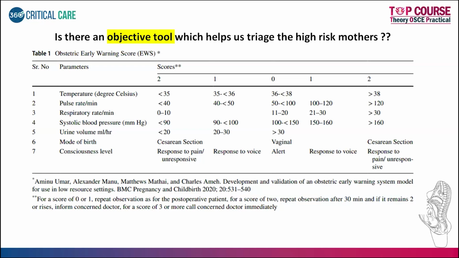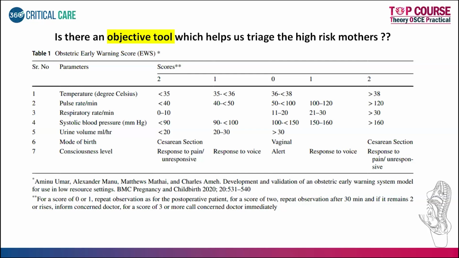Most of the other parameters are similar to what we use in MEWS, that is your temperature, heart rate, respiratory rate, SBP, and consciousness level. Urine output is also there in MEWS. The only additional part here is the mode of delivery. For surgical delivery, we all know probably the blood loss is high, so that is the reason it carries a higher risk, like that is 2. Vaginal delivery, probably it is anticipated to have a lesser blood loss, so that is why the score of 0 to 1 comes there.